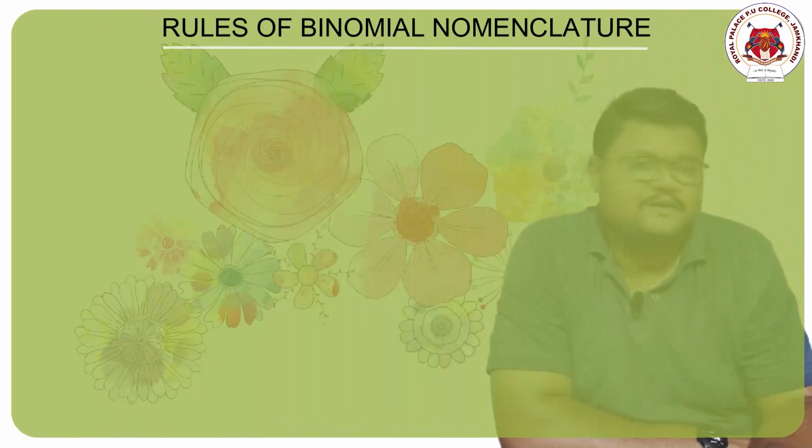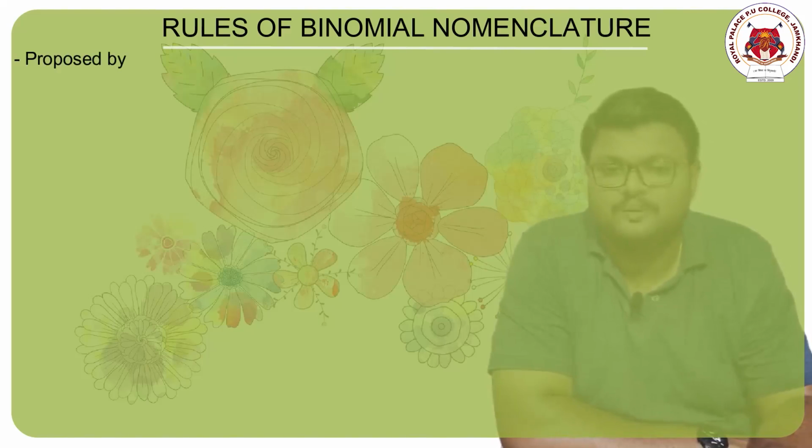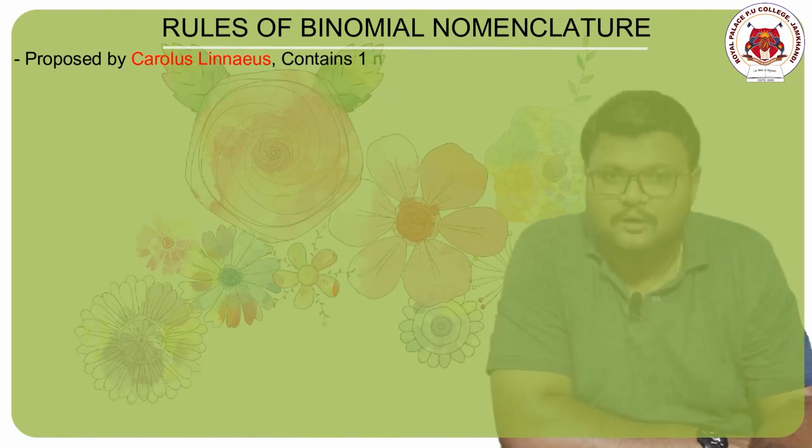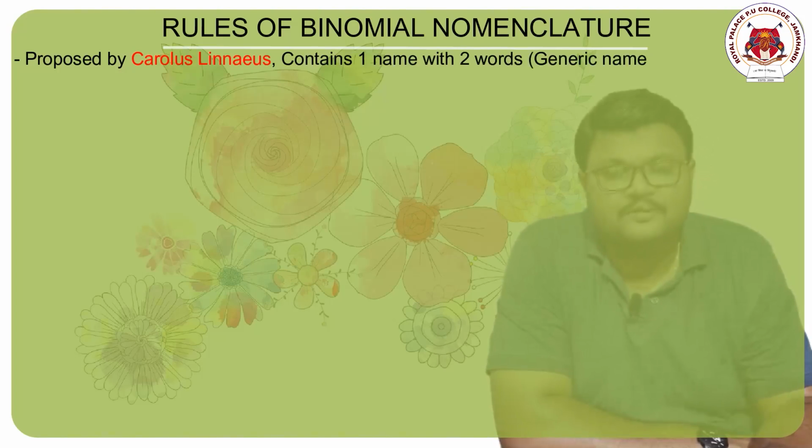So about binomial nomenclature, as I mentioned, this process of assigning a name to an organism, which should consist of two words, was proposed by a scientist called Carolus Linnaeus. According to him, each and every organism should have one name with two words.